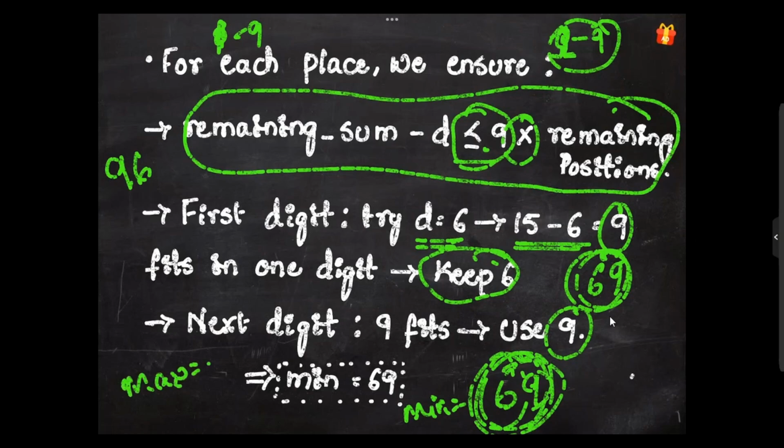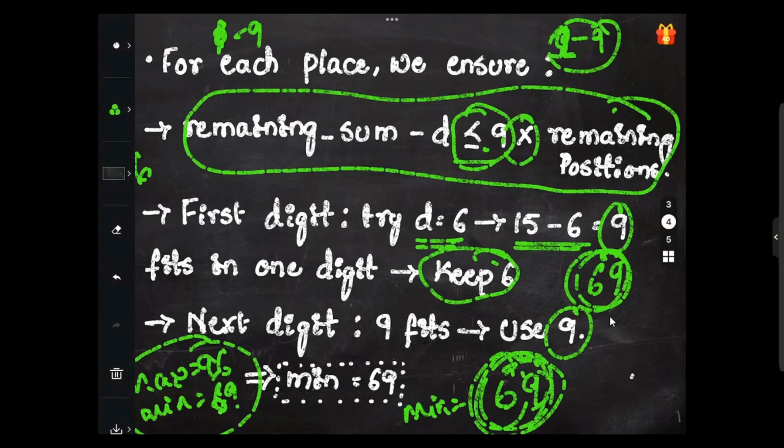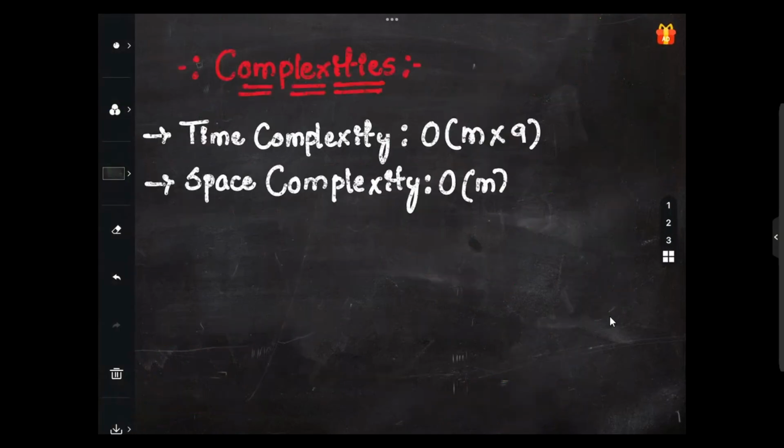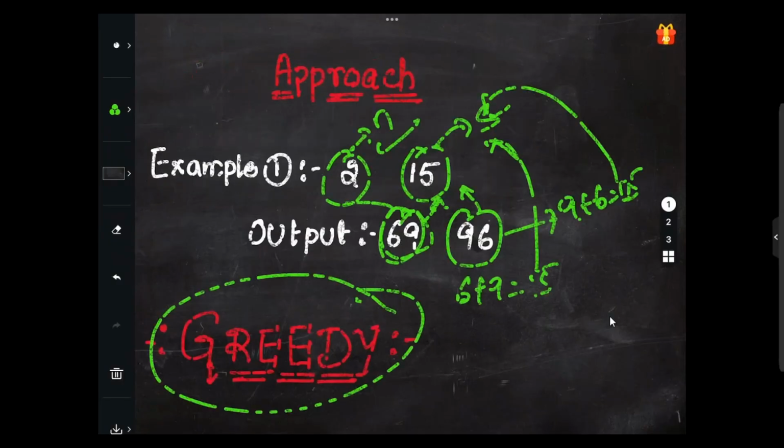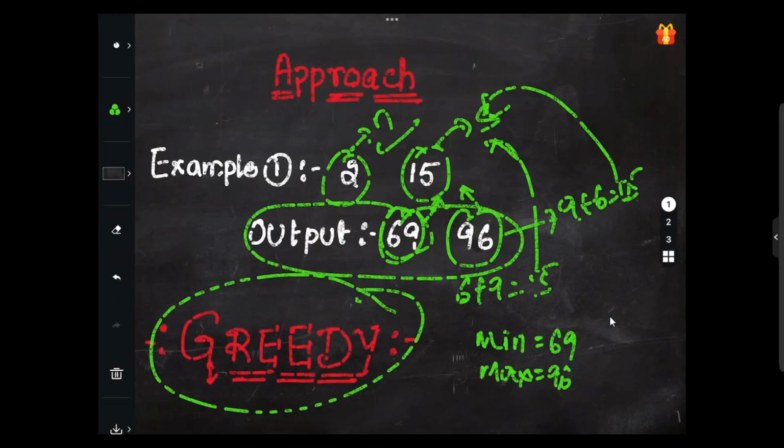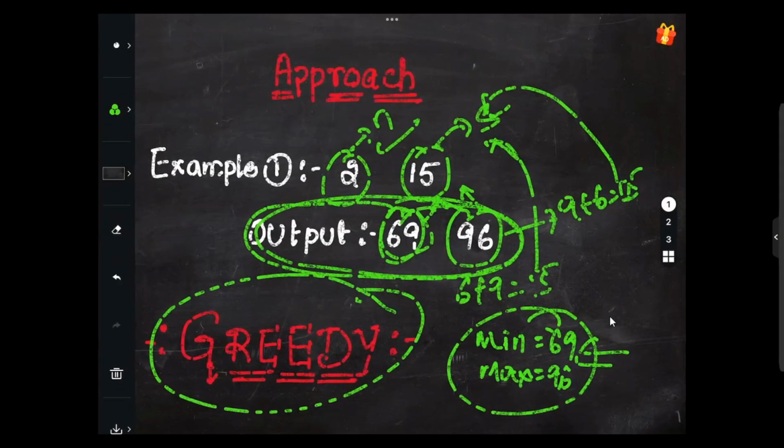The maximum we got is 96 and the minimum we got is 69. The output that we got is equivalent to the output they have given for example 1 within the question. So our approach works absolutely correct in this case.